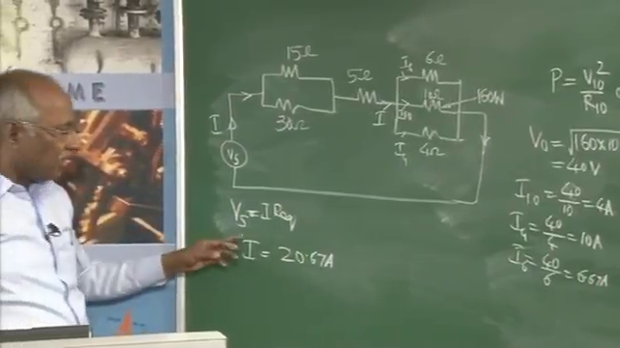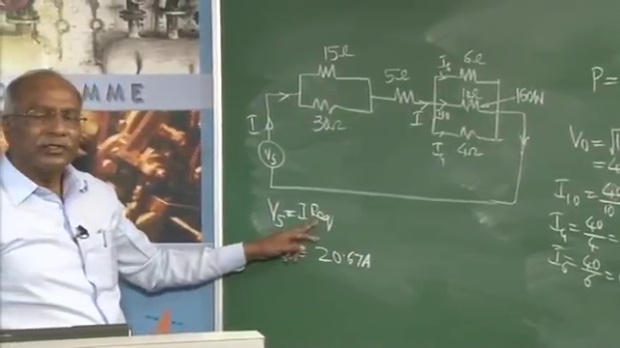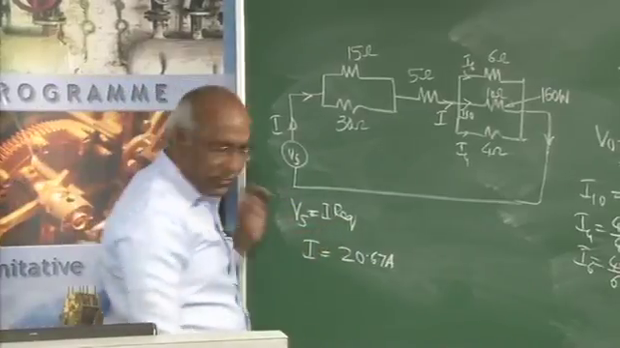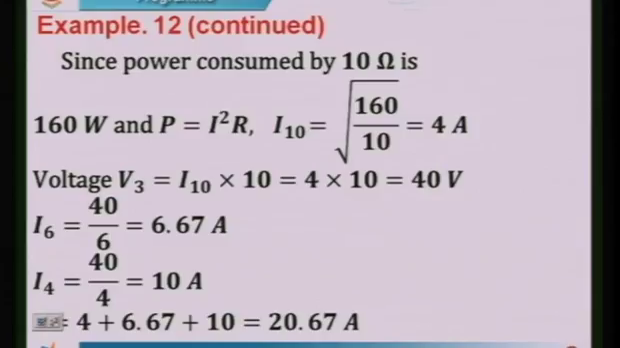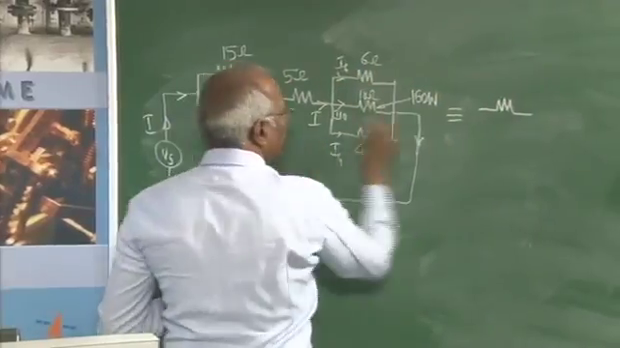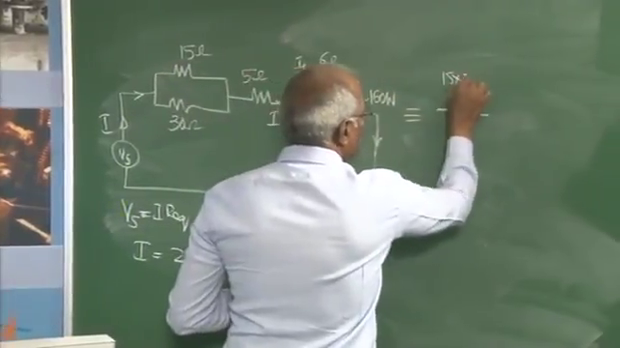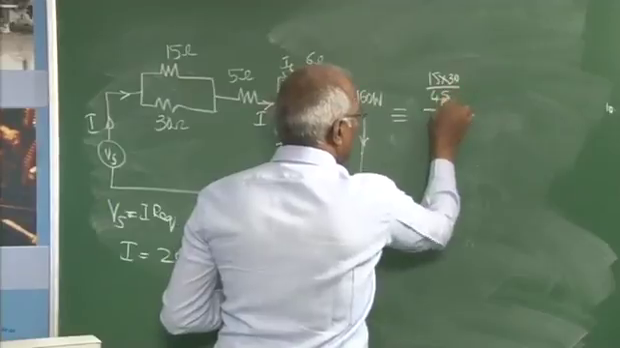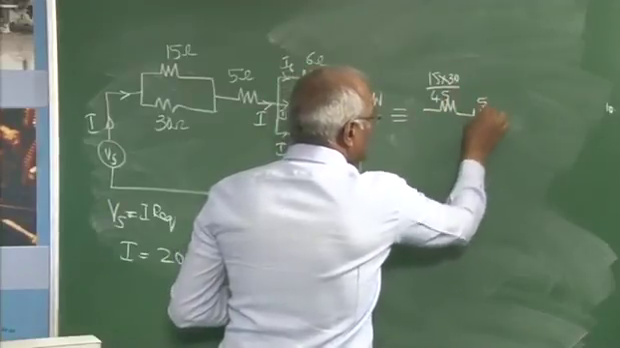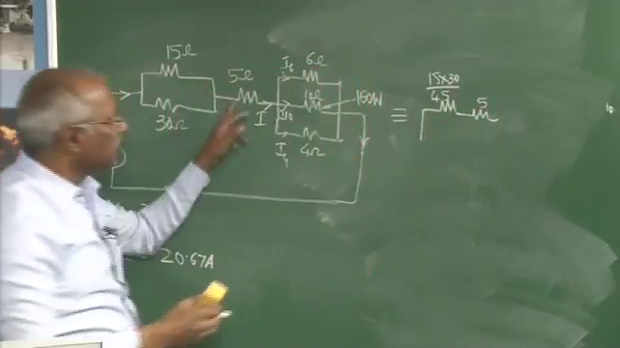I know the current. Now I have to find out what is R equivalent. R equivalent will be equal to, this can be simplified as equal to this one. These two are in parallel, that comes to 15 into 30 divided by 45, plus one resistance, that is 5 ohm, that's nothing but this one.